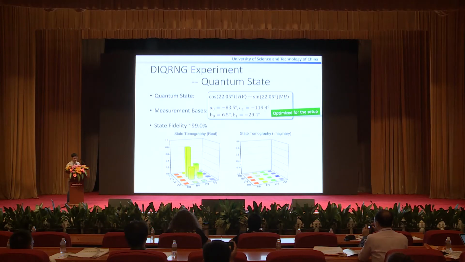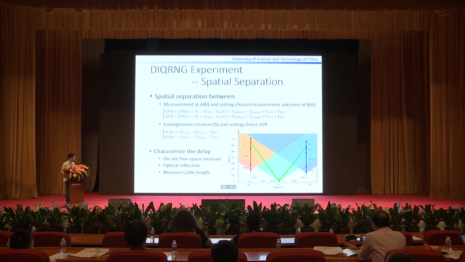And with this efficiency and with the visibility of our system, we optimize the quantum state and the measurement basis in the system. We measure our quantum state with tomography, and the state fidelity is measured about 99%.